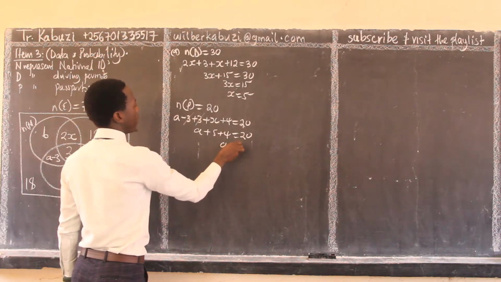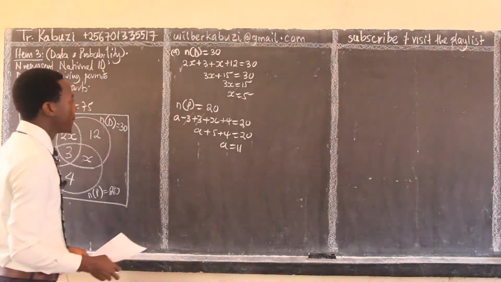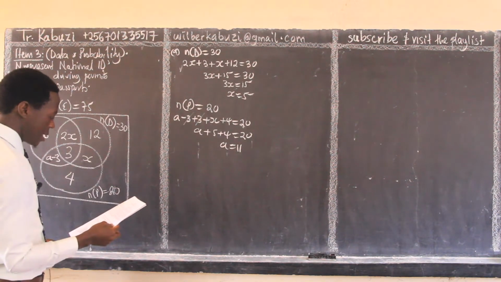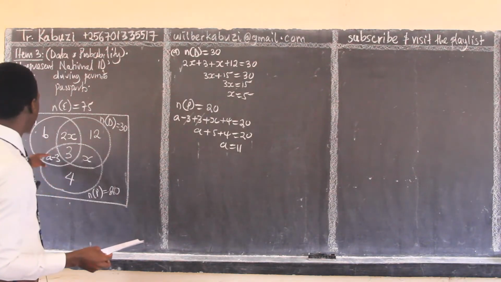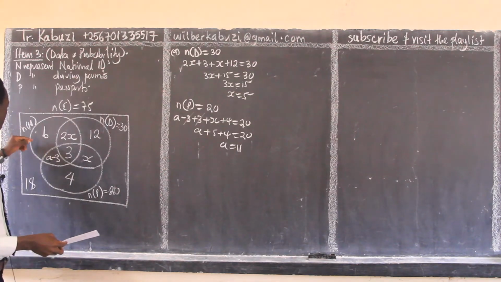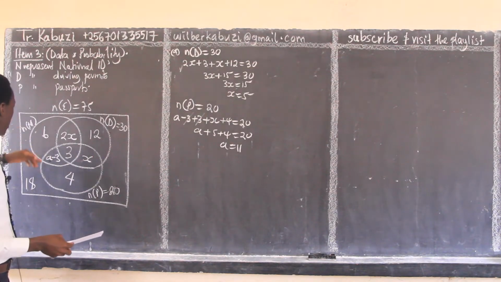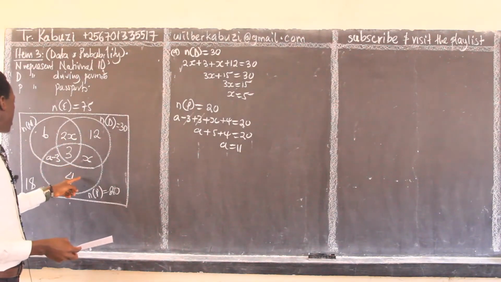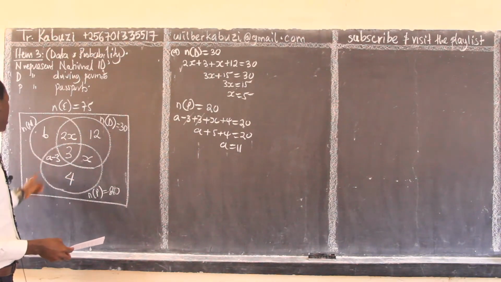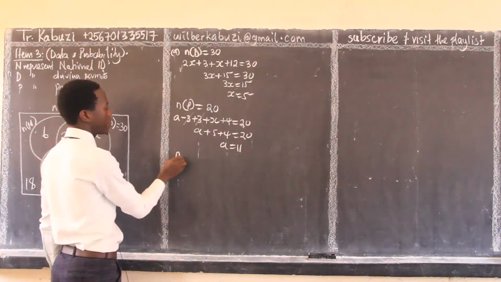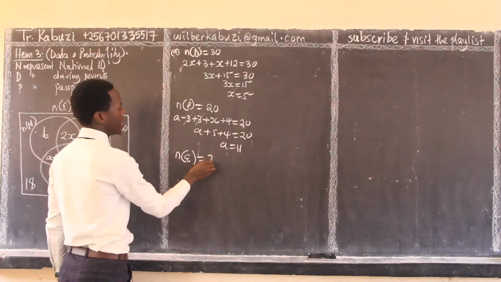So my a will be 11. Okay, so from there, I can come and, because they told me that now I want to get also b, I have to get b. So now how am I going to get b? I know that when I add this, plus this, plus this, plus this, plus this, I'll get the universal. So here I'm going to use the idea of the universal set, that they are 75.